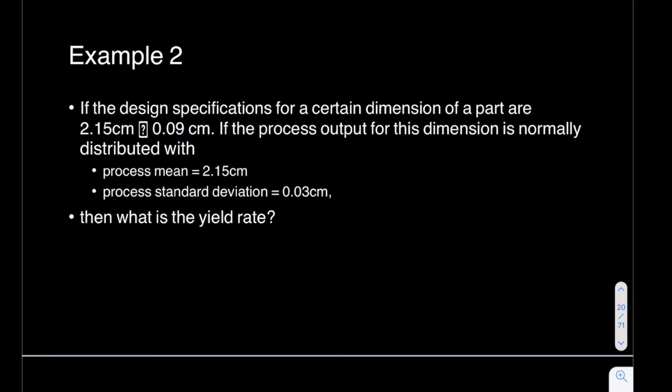Example 2: if the design specifications for a certain dimension of a part are 2.15 centimeters plus or minus 0.09 centimeter, and the process output for this dimension is normally distributed with process mean mu and process standard deviation sigma, then what is the yield rate? So again, design specification: who set up this design specification?